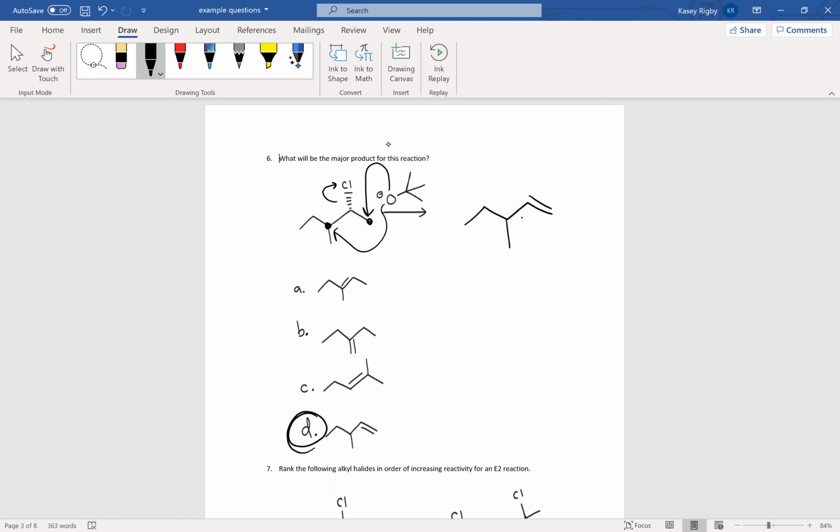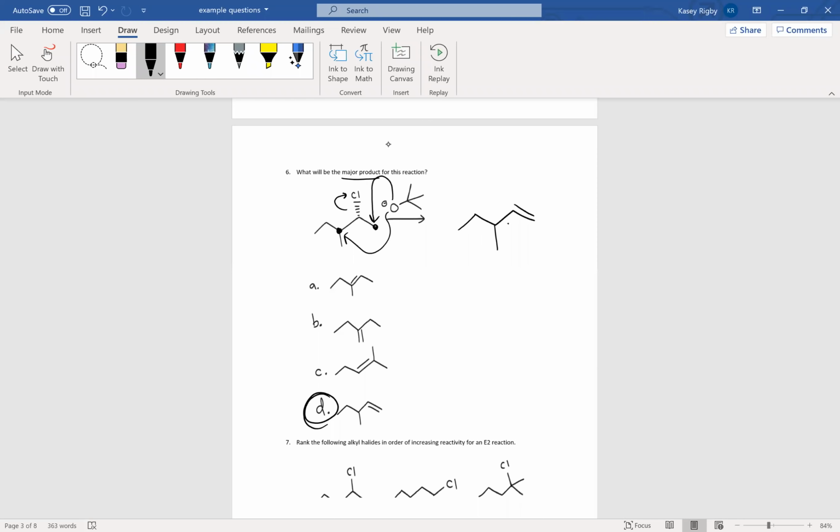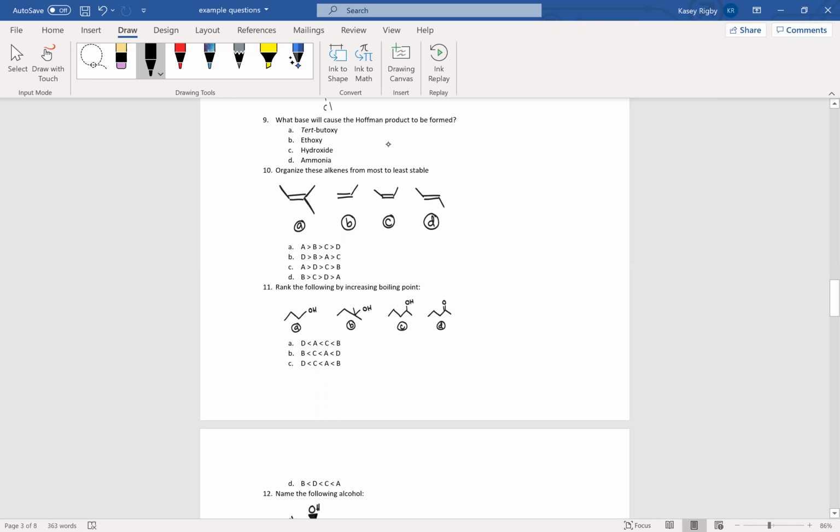And notice here, this says major product. So the difference between this question and the question from before is that this question asks for the major product only. So it's only asking you for one product. However, the question before was asking you for all of the elimination products. All right? Okay.